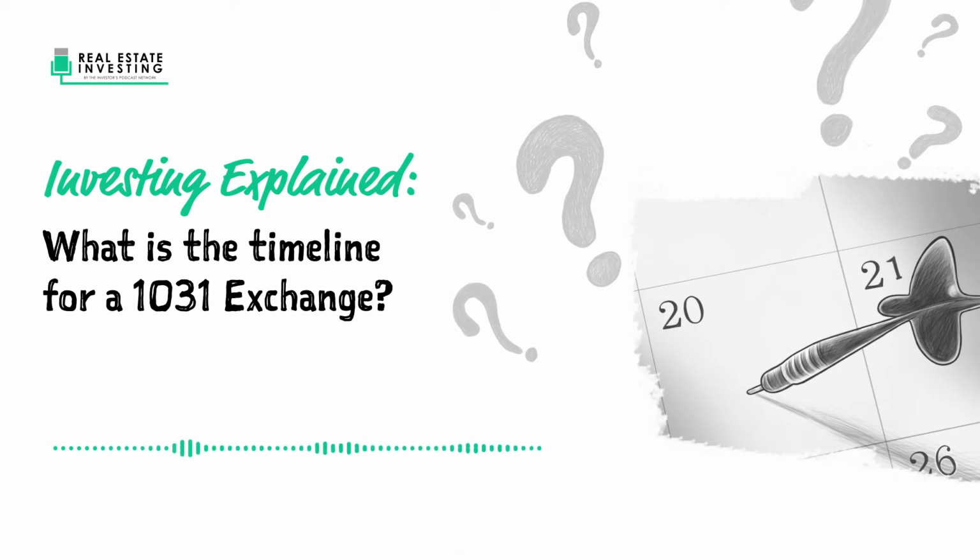Now, the first timeline that's really crucial is 45 days. You have 45 days to identify properties that can be replacement properties for your 1031 exchange. Those three properties can be of any value. One of the challenges of the 1031 exchange is the tight deadlines associated with it. So the first deadline is this 45-day deadline, when you have the opportunity to identify three properties of any exchange value.